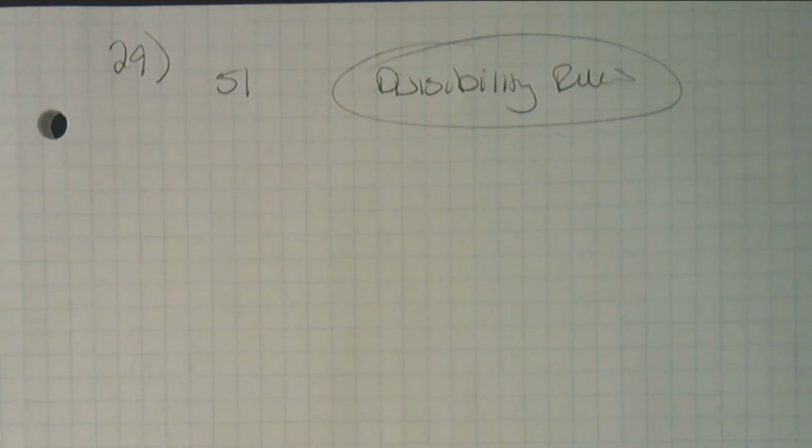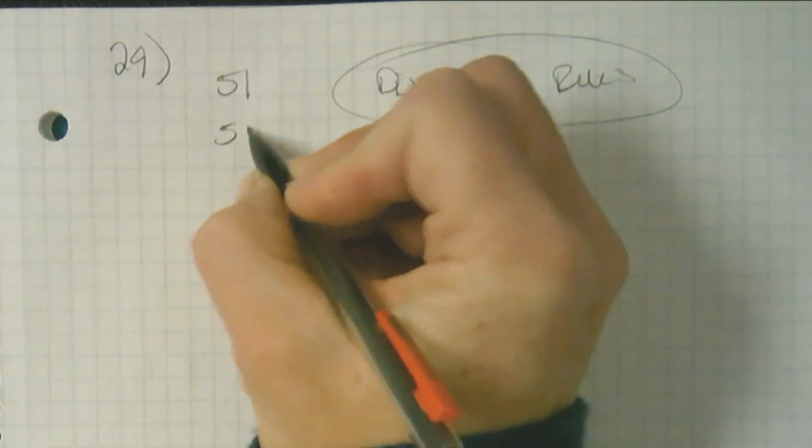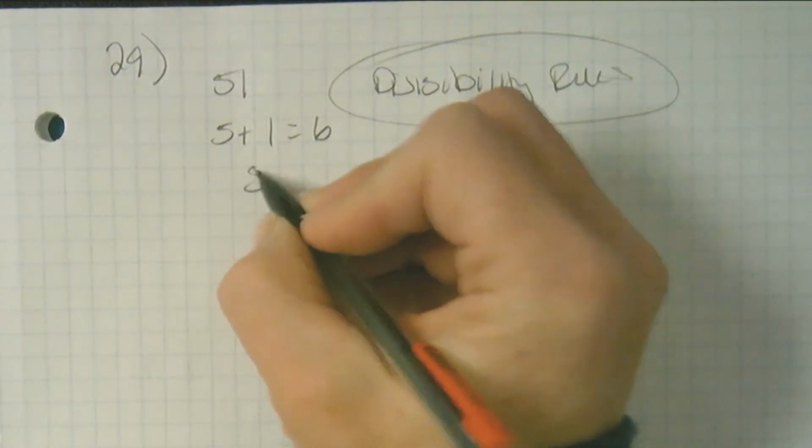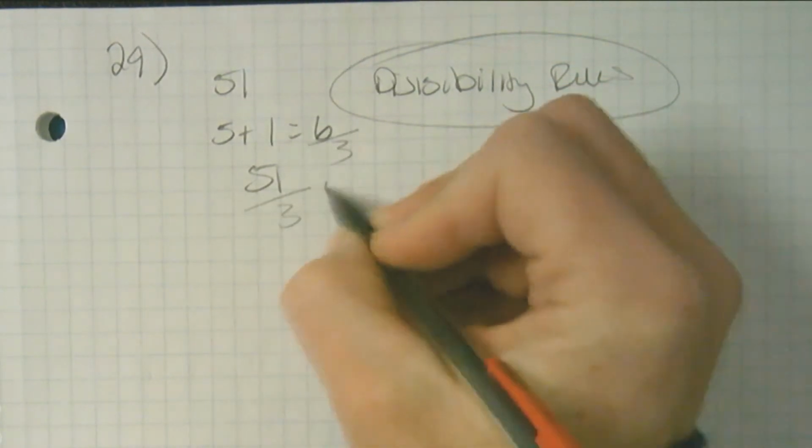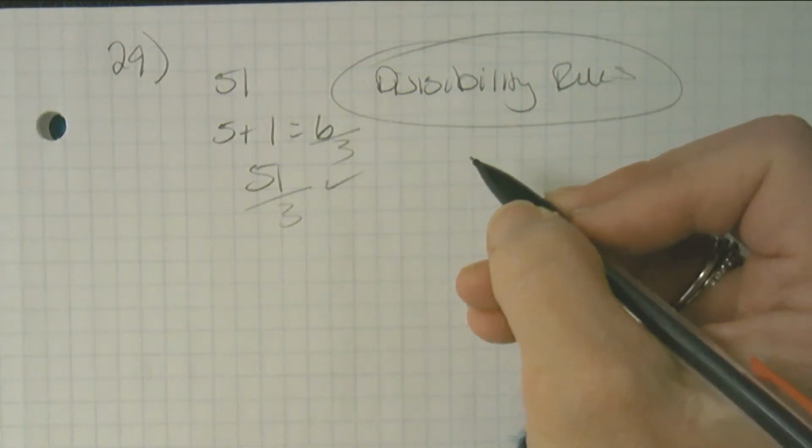So it's not even, so it's not divisible by 2. It doesn't end in a 0, so it's not divisible by 10. So what other factors do I also need to take a look at? And what's the divisibility rule, Nico? What's the rule for 3? Yeah, absolutely. So this is 6. 6 is divisible by 3, so 51 is divisible by 3. So that's a composite.